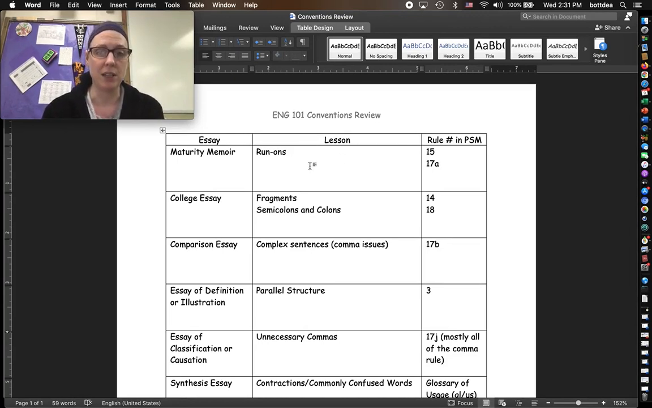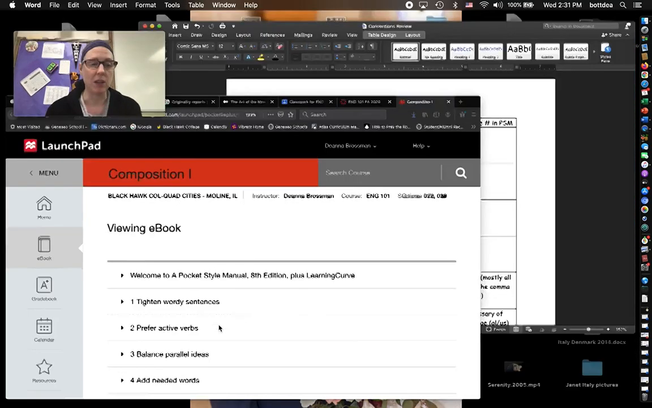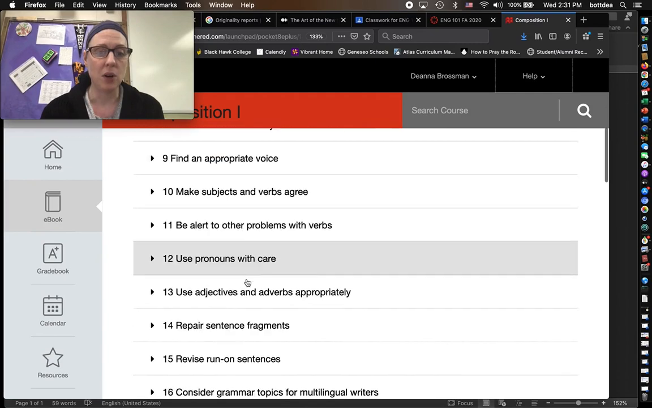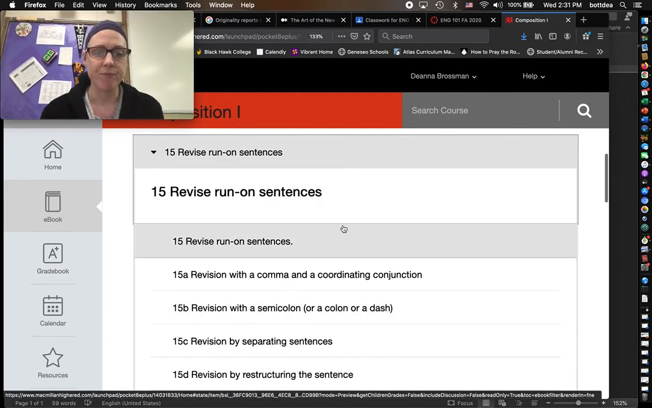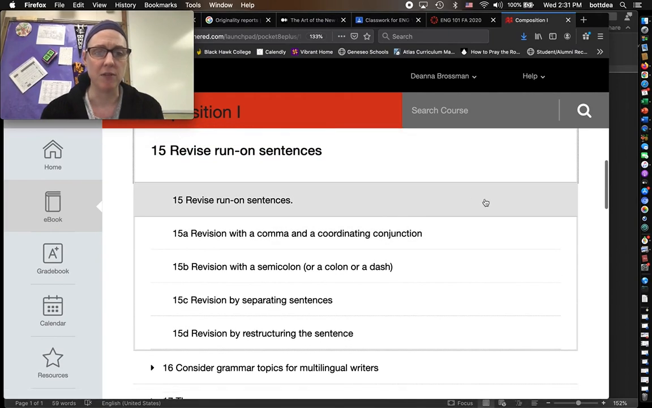Okay, so the first essay that we did this fall was the maturity memoir, and we paid attention to run-on sentences then. And the run-on rule is Rule 15. When we go back and take a look at it in the book here in a moment, Rule 15 is on revising run-ons. I also wrote down Rule 17A because that's the first part of the comma rule, and Part 17A reminds you that you need to put a comma with coordinating conjunctions, and that's exactly one of the ways that you're going to fix a run-on. So remember that you can go into your pocket style manual, you can take a look at the various ways for how you can fix it.